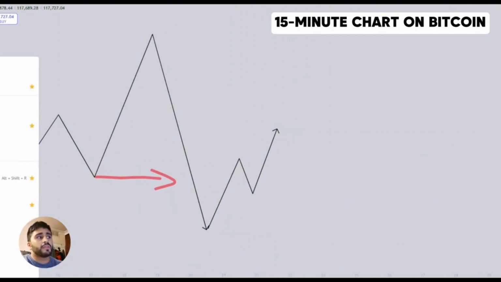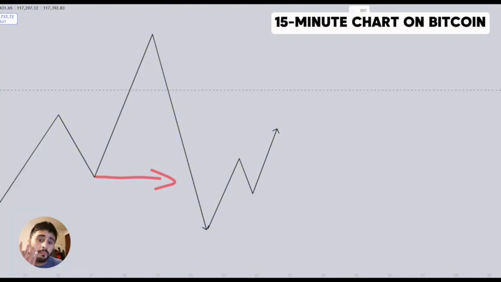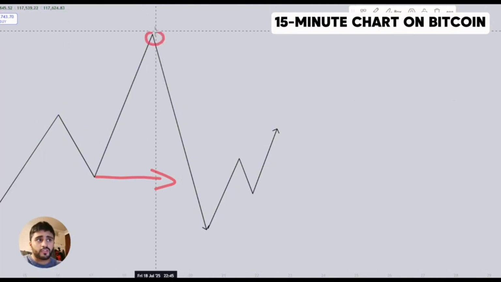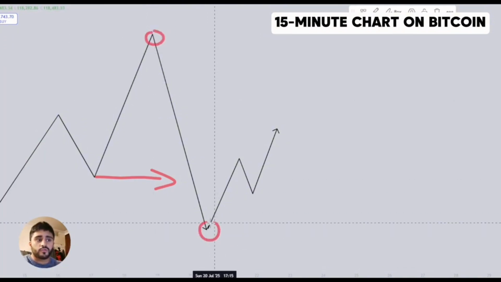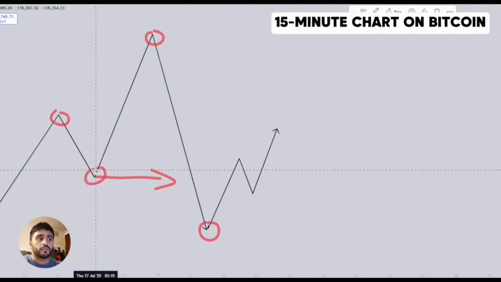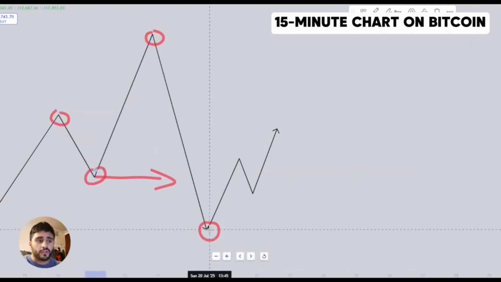here. We want to be understanding the market in four basic pillars. The first is market structure. So we have a structural high and we have a structural low. So this is our market structure. So we have a structural high, structural low, structural high, then we had a break of structure.